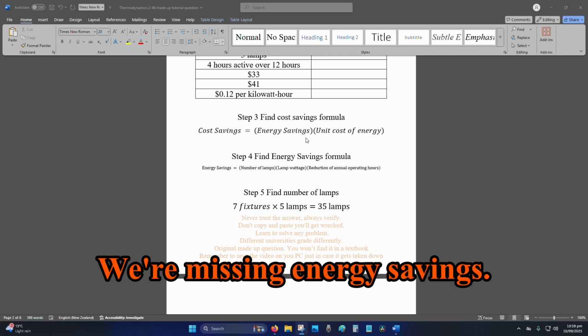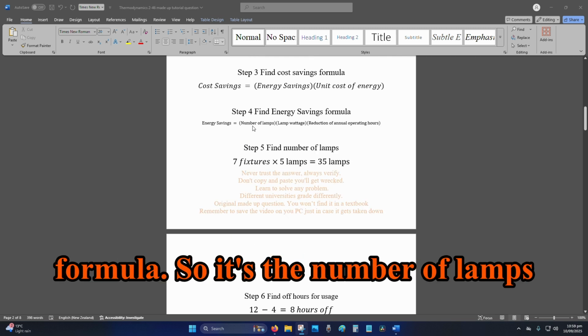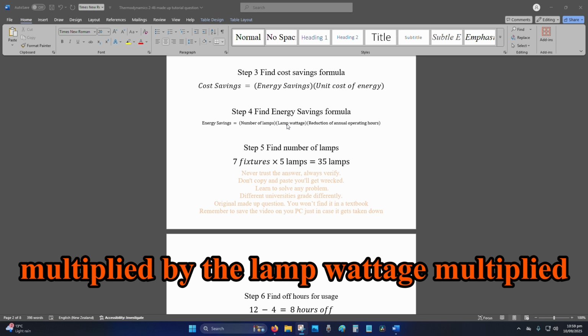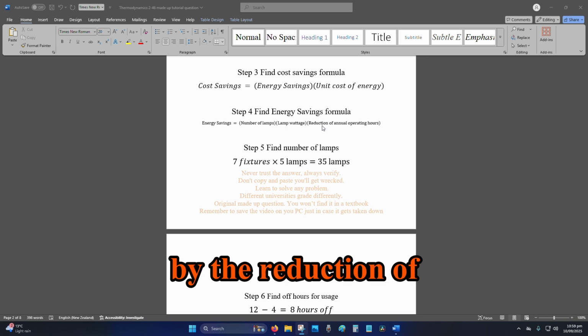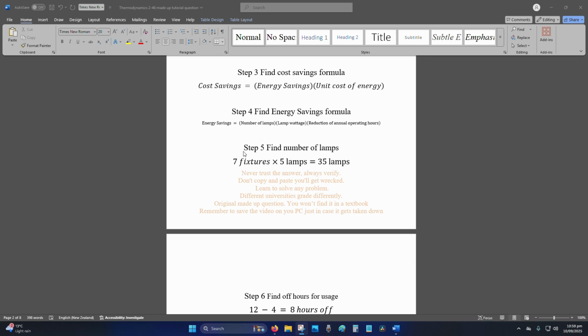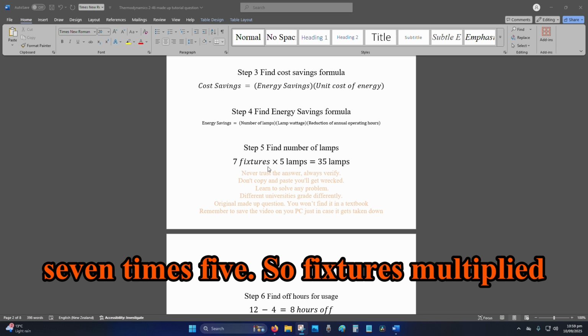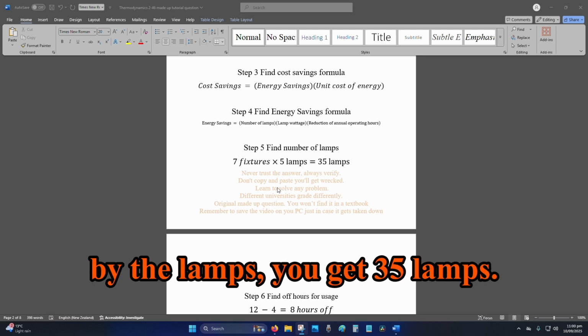We're missing energy savings, so step 4, find the energy savings formula. So it's the number of lamps multiplied by the lamp wattage multiplied by the reduction of annual operating hours. Step 5, find the number of lamps, so 7 times 5. So fixtures multiplied by the lamps, you get 35 lamps.